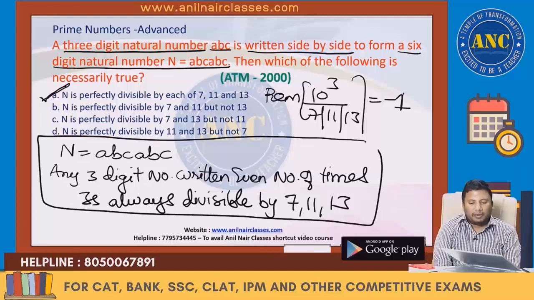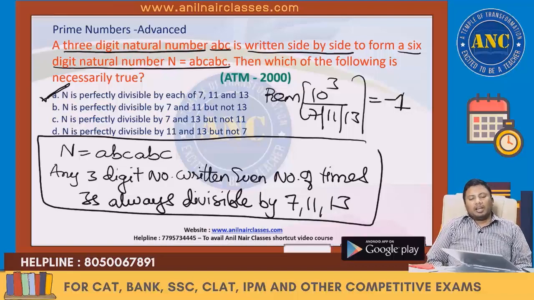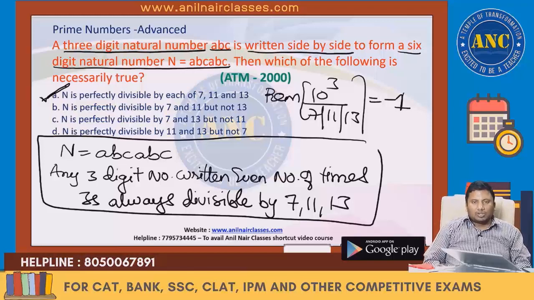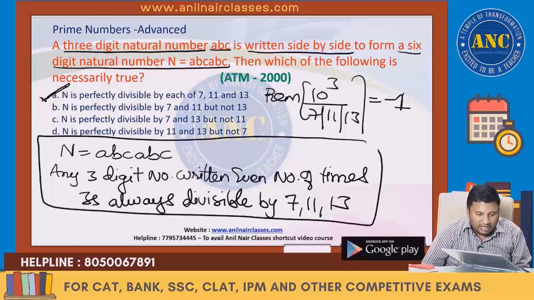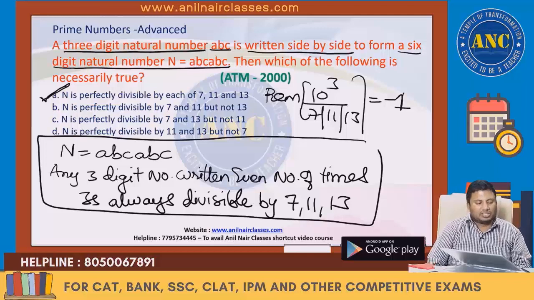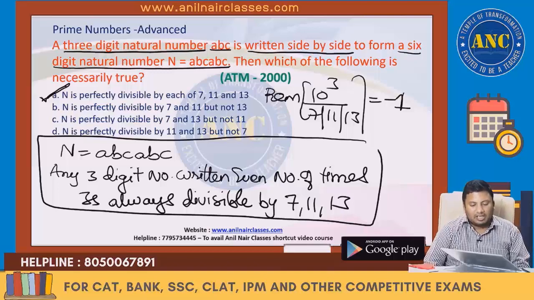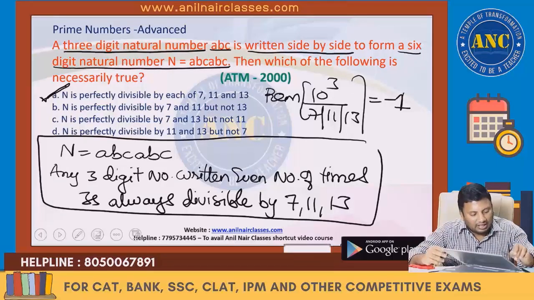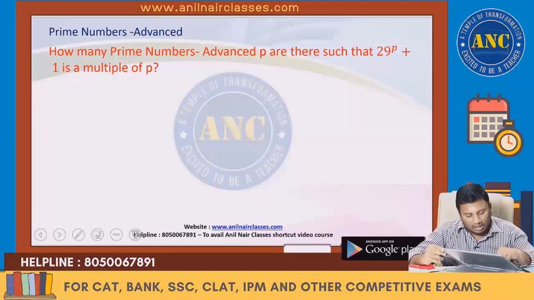Any 3-digit number written an even number of times is always divisible by 7, 11 and 13. I hope the concept is clear. This is something we discussed in our previous class. Next one, we already discussed this question, and these also we discussed.